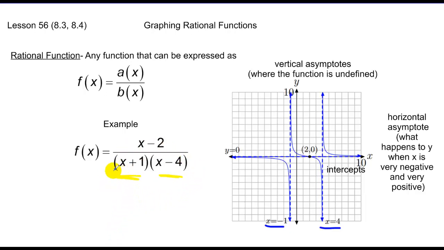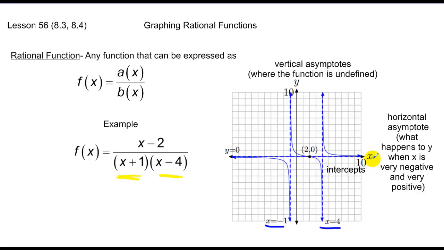In fact, we know that in any fraction, if the denominator is 0, it's undefined. And so if x is equal to negative 1, this term goes to 0, thus making the denominator 0 and the fraction undefined. Likewise, if x is equal to 4, this term goes to 0, the denominator goes to 0, and the function goes undefined.